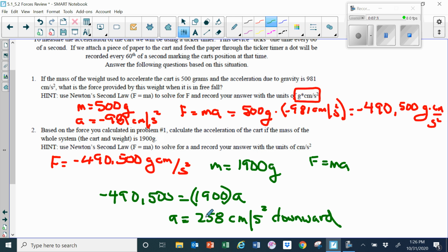That's the acceleration. This prepares you to do the lab, because in the lab you're going to do the same calculation again, but you're going to use your actual results. Let's talk about that in a few minutes.